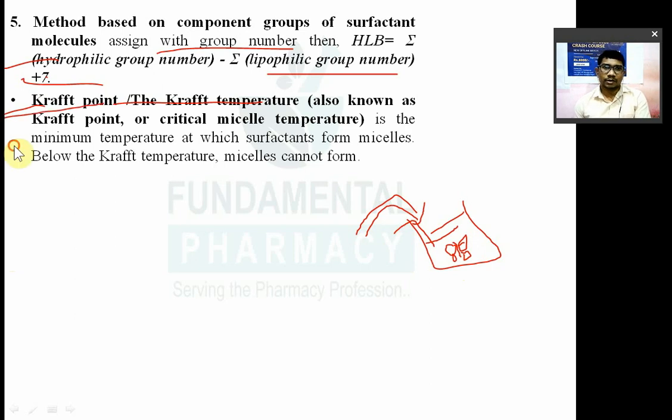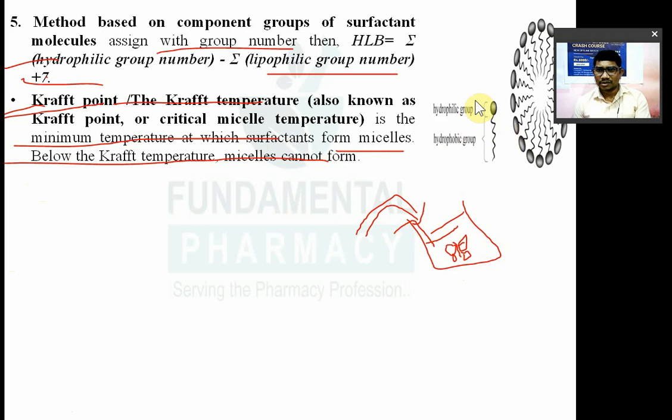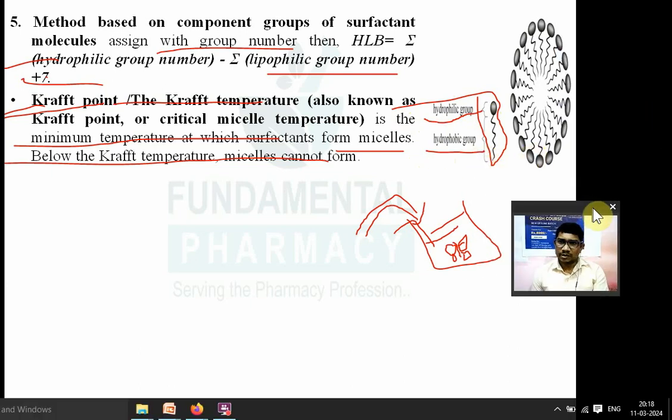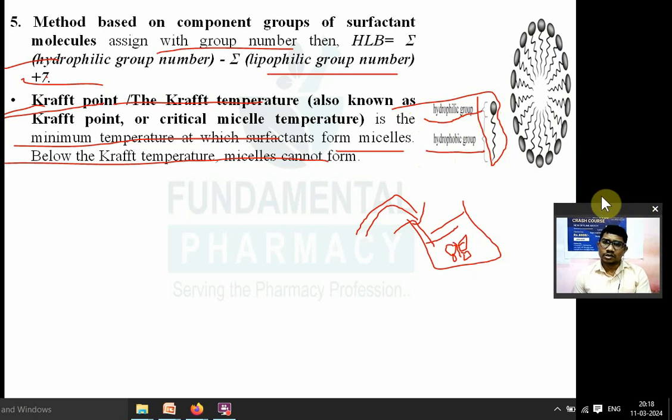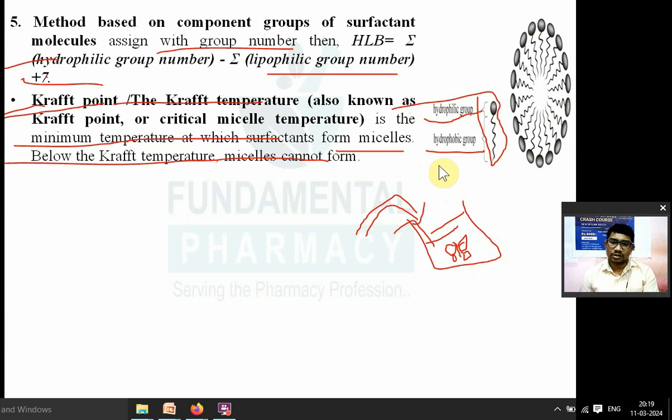This is the minimum temperature at which surfactant forms a micelle. Below the Kraft point, micelles cannot form. Now every surfactant has polar as well as non-polar groups. The polar group is known as the hydrophilic head, and the hydrocarbon chain is known as the lipophilic tail. When the concentration of surfactant is increased, the surfactant molecules associate, and they will form a micelle like this.